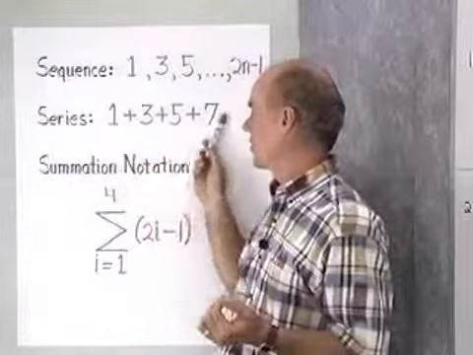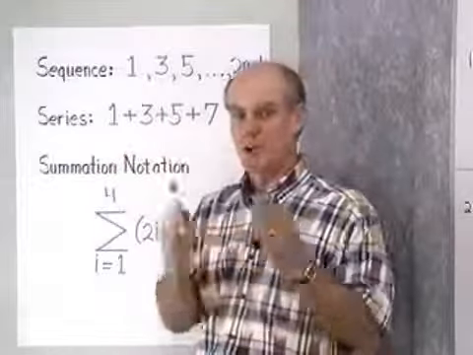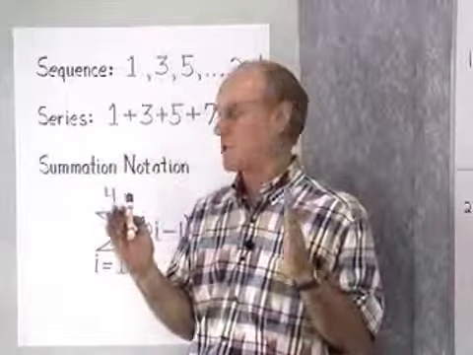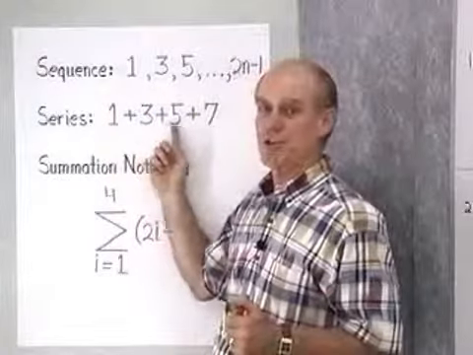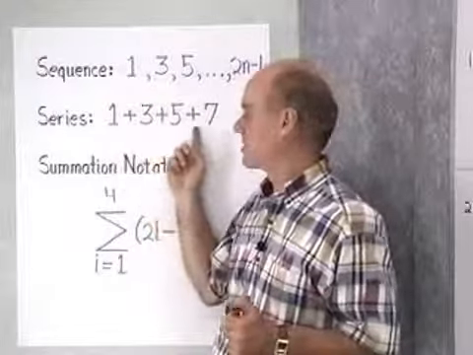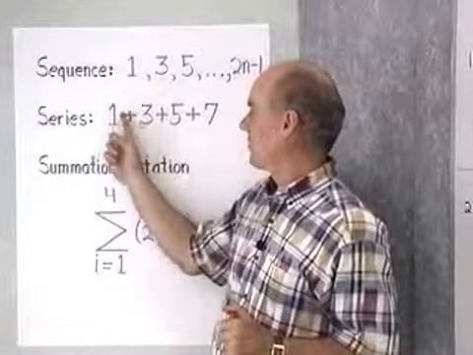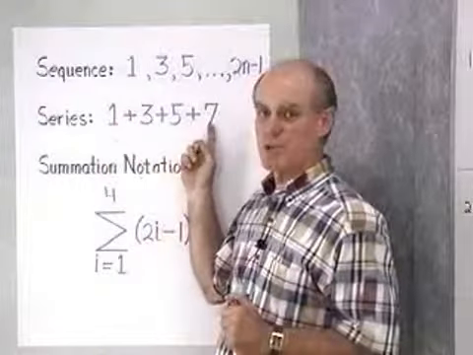Now, most of the series that we are going to work with will just be a finite sum of some sequence terms. But in any case, when I take a sequence and I add the terms together, what I get is called a series. Now, in this case, I'm adding the first 4 odd numbers in this series.